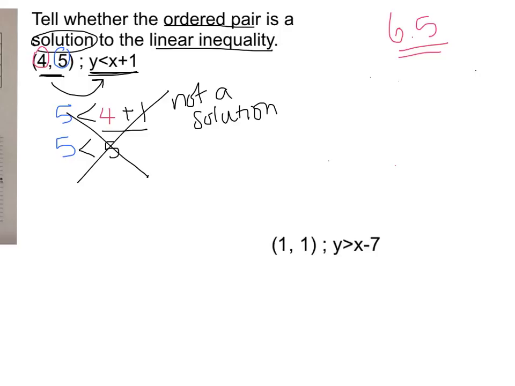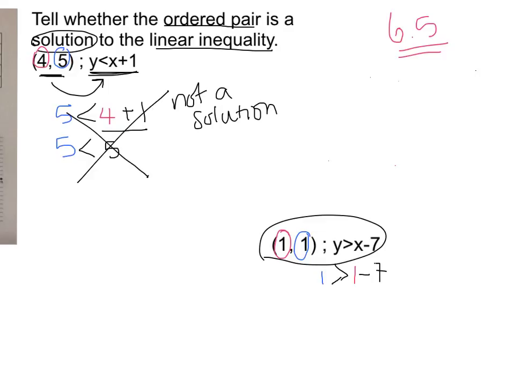Let's practice another one. Over here we have 1, 1 as an ordered pair, and we need to tell whether that ordered pair is a solution to the linear inequality. And again, here's my x value, 1. I'm going to place that into my equation. This time the y needs to be greater than that amount. So 1 is greater than 1 minus 7.